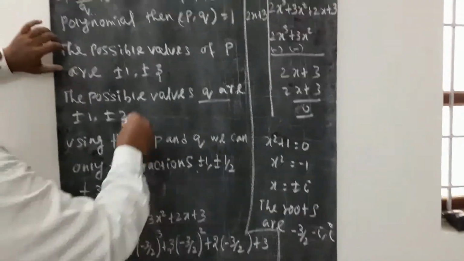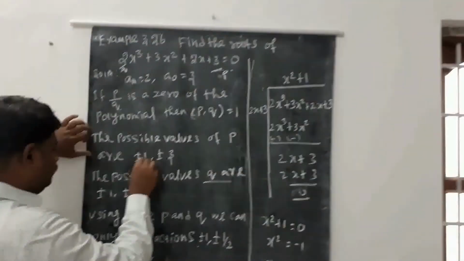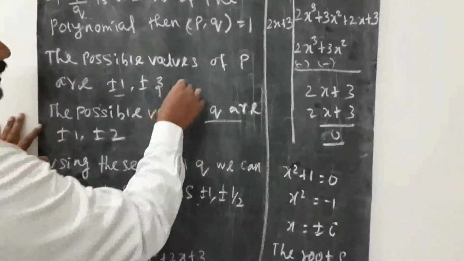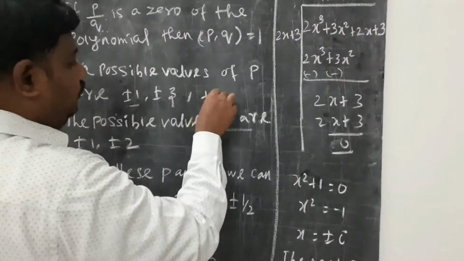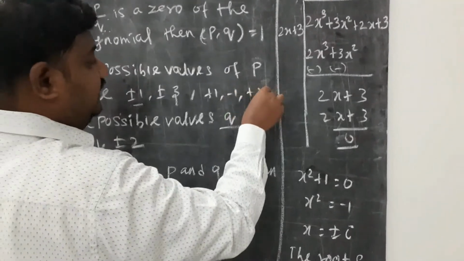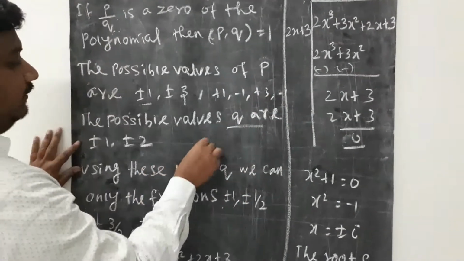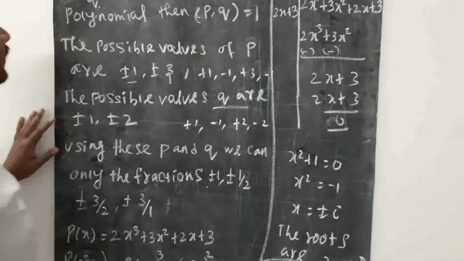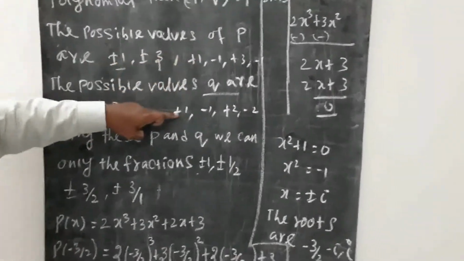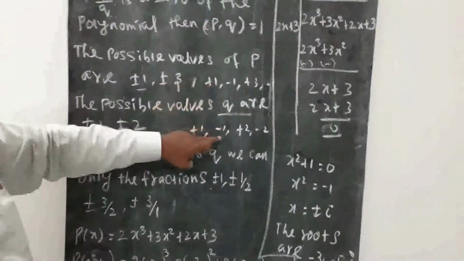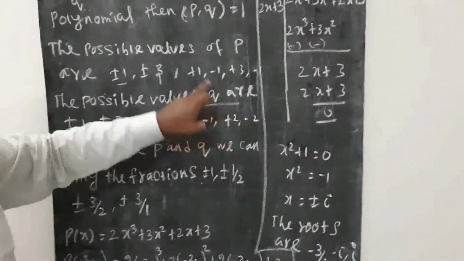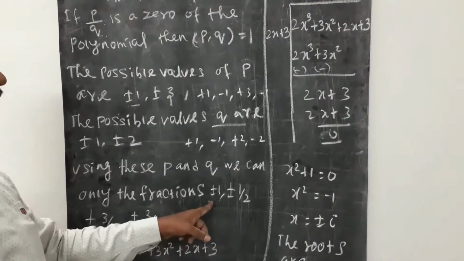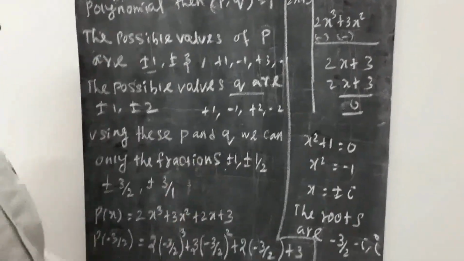Once again, it's the p value. So plus or minus 1 by plus or minus 1, you can get plus or minus 1. Otherwise you can write plus 1, minus 1, plus 3, minus 3 for p, and plus 1, minus 1, plus 2, minus 2 for q. You can divide p by q. So 1 by 1 is 1, 1 by minus 1 is minus 1, 1 by 2, 1 by minus 2. That's why I am combining into plus or minus 1 and plus or minus 1 by 2.